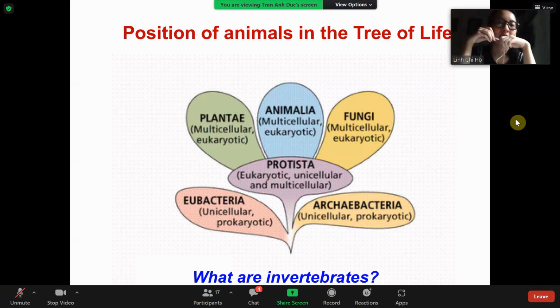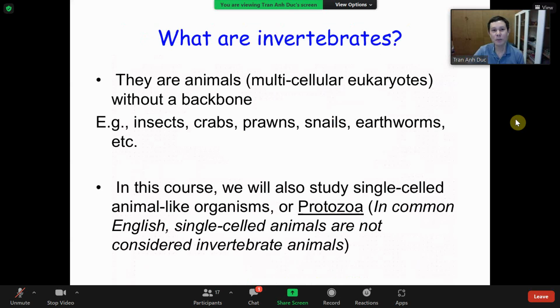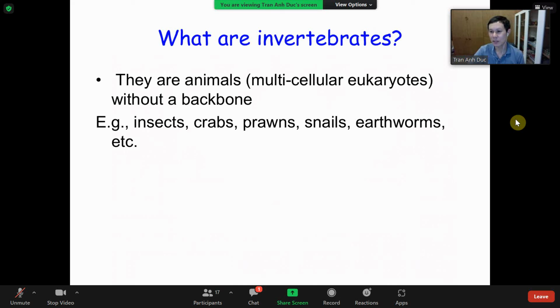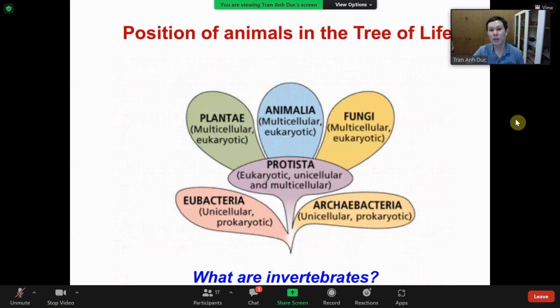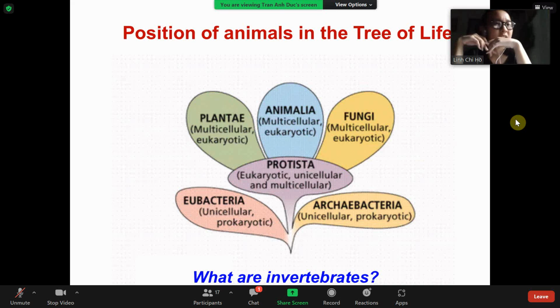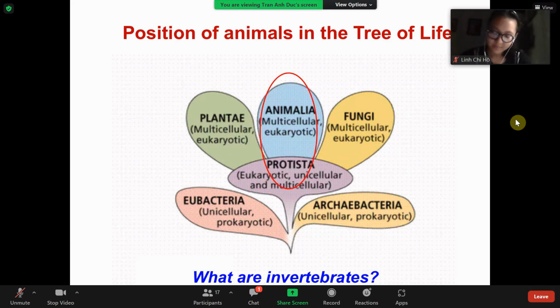I think it's Animalia. Now, if you look back to these slides, if we define the breed as the true animals, we see that invertebrates are Animalia. But if we expand the definition of invertebrates to also cover the protozoa, then they belong to Animalia and Protista. Very good. So part of Protista and part of Animalia. These are the things that you're going to study in this course.